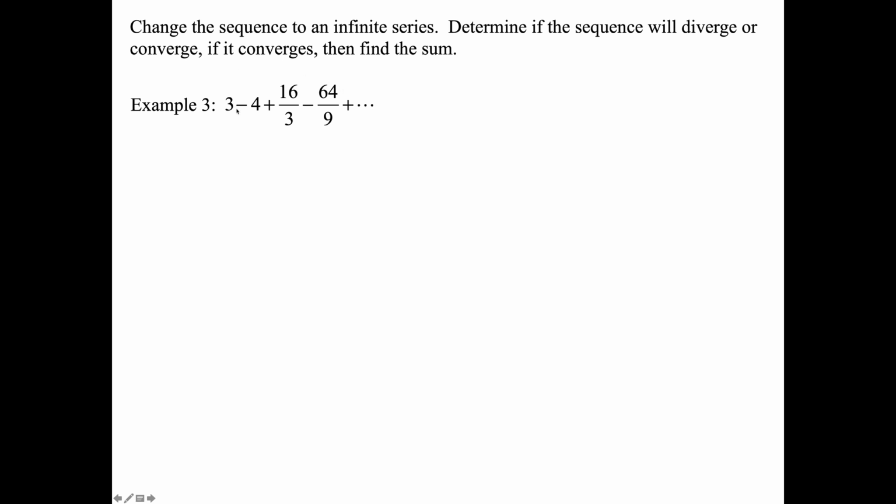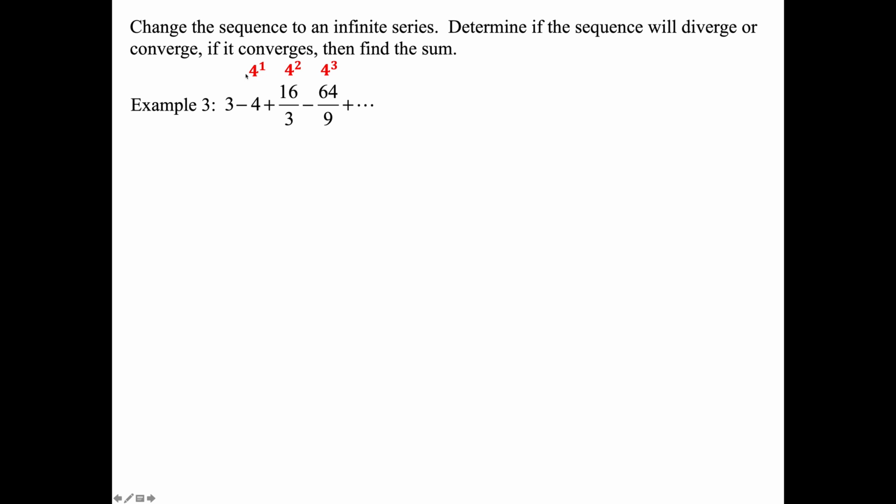So again, remember back when we did these before, when n is equal to 1, we get a 3. When n is equal to 2, we get a -4. When n is equal to 3, we'll get 16 thirds. When n is equal to 4, 64 over 9. I see base 4 numbers on the top: 4 to the first, 4 squared is 16, 4 to the third is 64.